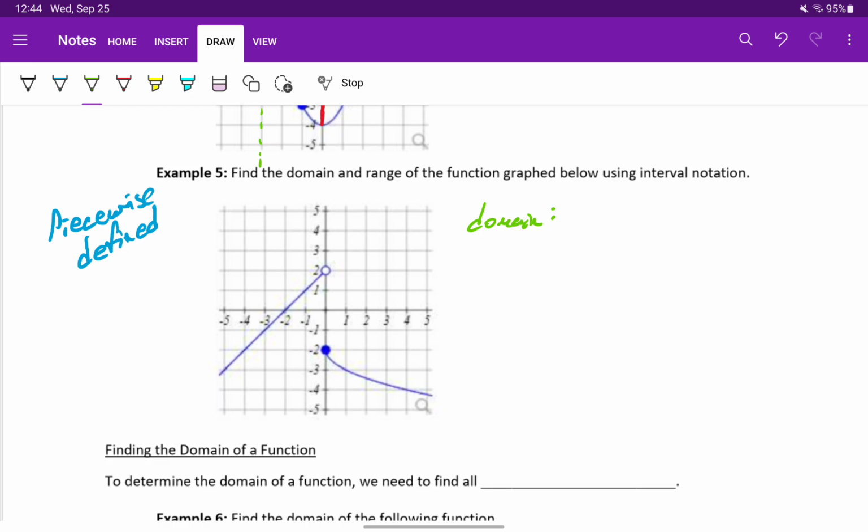In this case, to identify our domain, we're going to approach things the same way. We'll look at all values for x where our graph exists. Even though we have this break, this jump at x equals 0, where the graph is approaching y equals 2, and then it jumps down and continues on this lower portion, since that point at x equals 0, y equals -2 is included, our domain would be -infinity to infinity. And our range would be -infinity to +2.